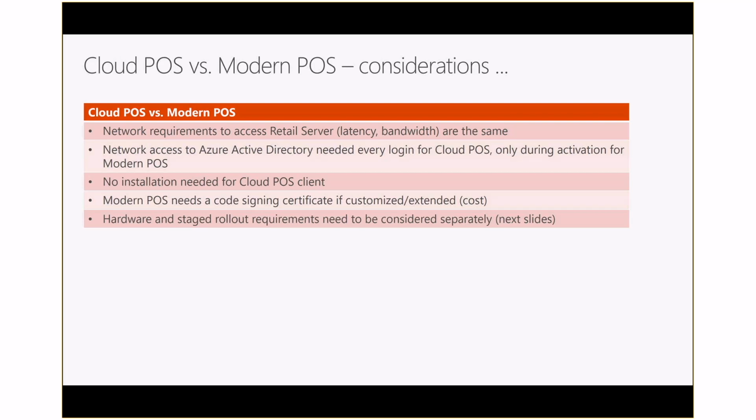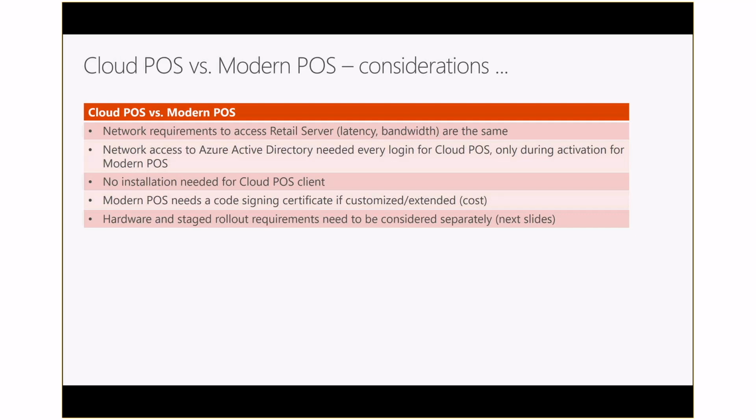The main big difference, of course, is that Cloud POS does not actually need to be installed. We just point a browser. Different types of browsers are supported. We just point the browser to the URL and we activate the browser instance, and that's pretty much it. With Modern POS, we also activate the instance by pointing to the retail server URL, but we can only do that after an installation has taken place.